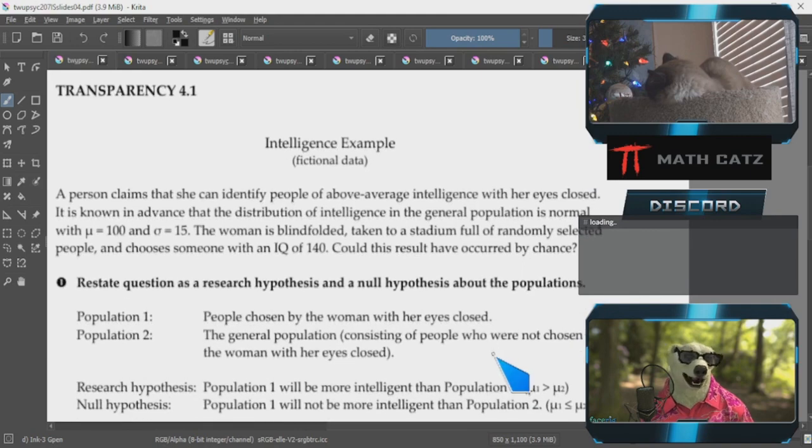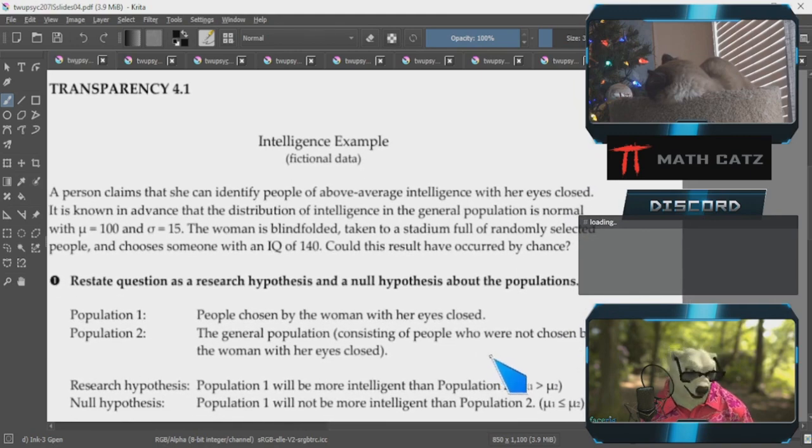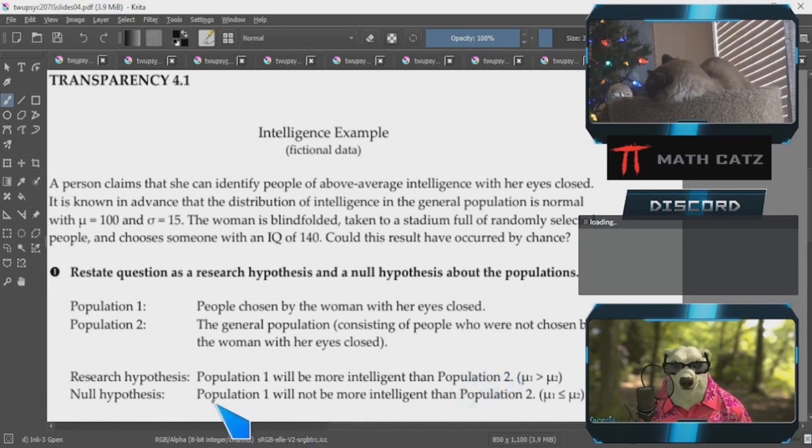That stands in contrast to what we call the null hypothesis. I think I have some space here, which will be the opposite. Now you can do the null hypothesis first and then the research hypothesis. It doesn't really matter for me. They go together and they are opposites of each other, loosely speaking. The null hypothesis is then population 1 will not be more intelligent than population 2. People she selects will not be more intelligent than people in general.